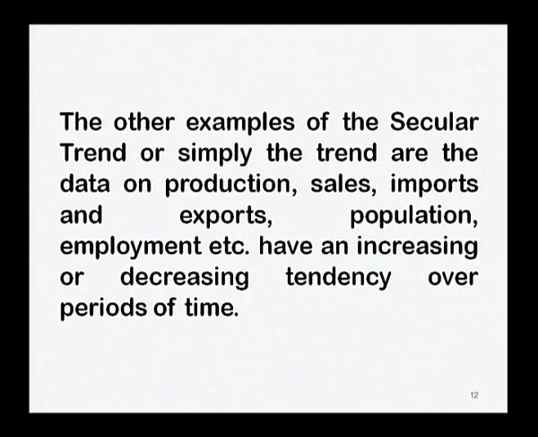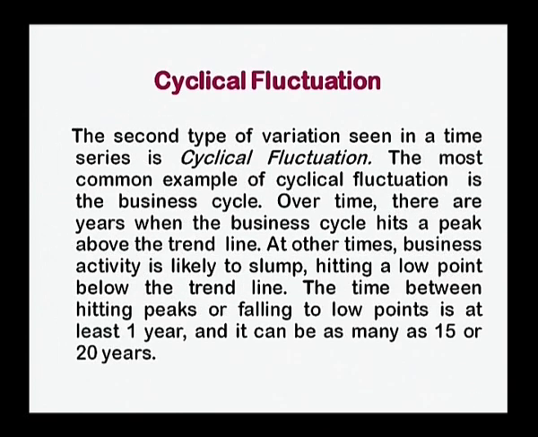The other examples of the secular trend, or simply the trend, are the data on production, sales, imports and exports, population, employment, etc. that have an increasing or decreasing tendency over periods of time. The second type of variation seen in a time series is cyclical fluctuation. The most common example of cyclical fluctuation is the business cycle.